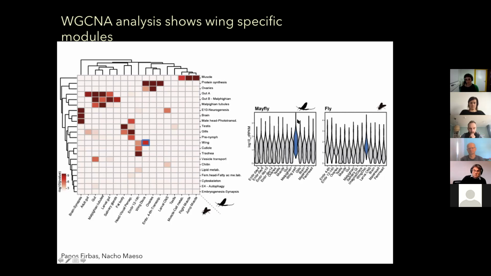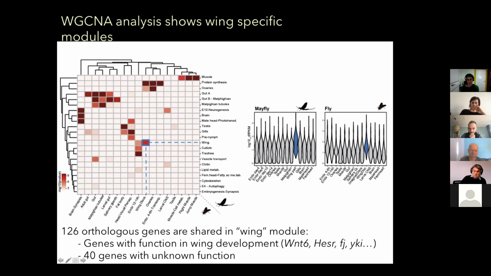And so here we have a cluster that was the wing cluster in mayflies and also in Drosophila melanogaster. And when we look at the pairwise comparison, we observe that they highly correlate. So actually in total, we have 126 ortholog genes that are shared in these two wing modules.